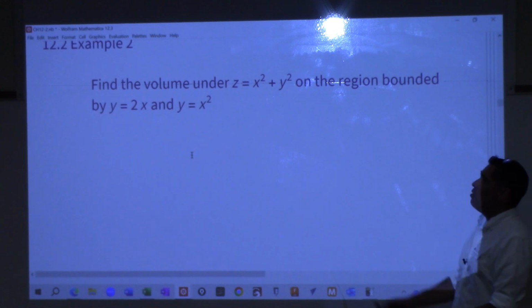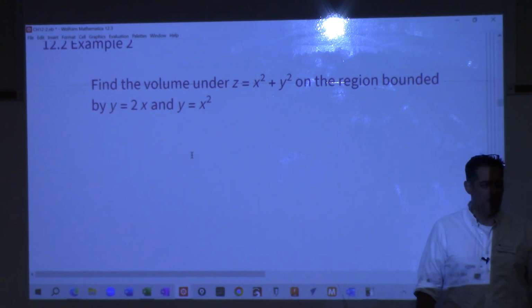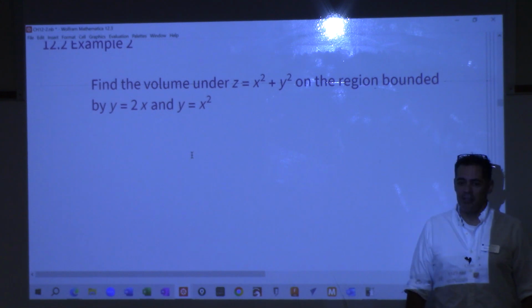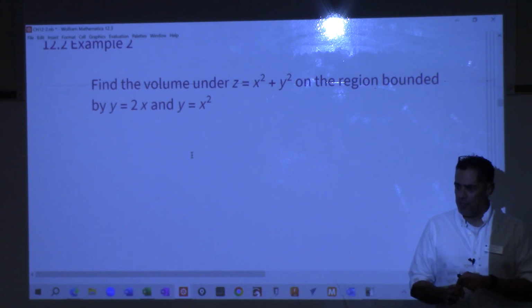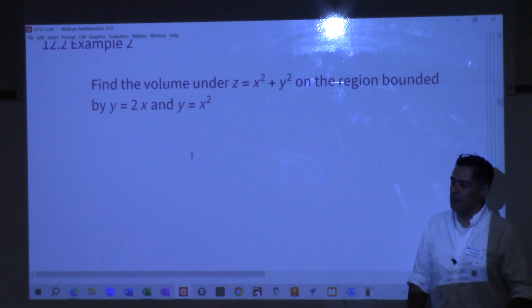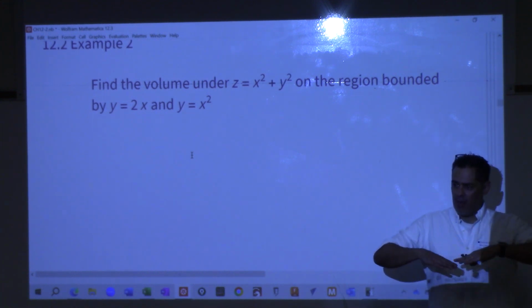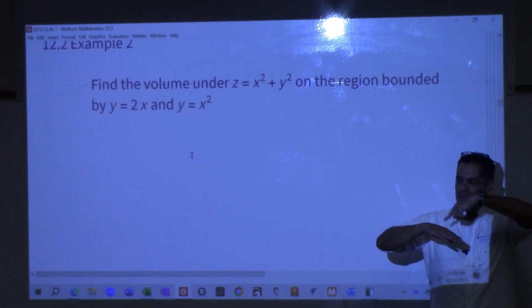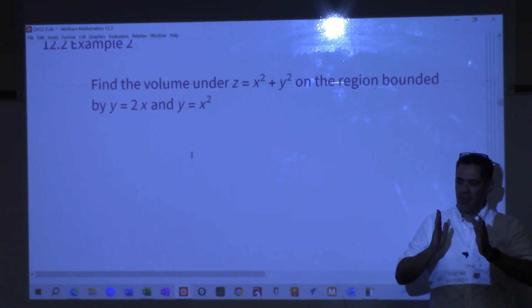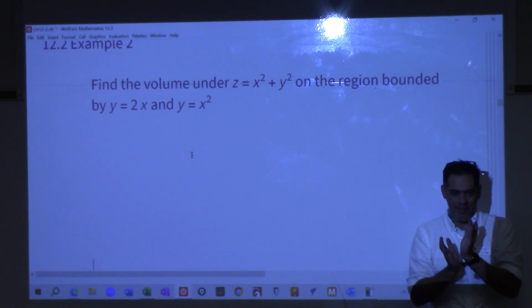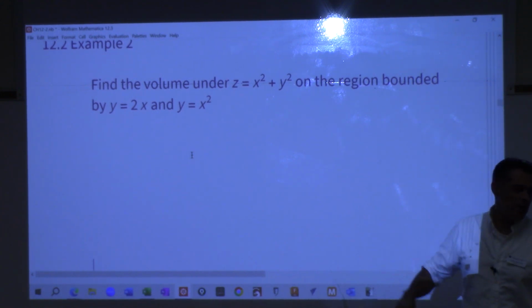So if z is 0, what is it? If z is 0, what is it? Circle of radius 0, which is a point. It's the origin. What if z is 1? So you come up 1. Now it's a circle of radius 1. If you come up 2, it's a circle that keeps on getting bigger, starting with the point at the bottom. It's a cone. That's a cone equation.